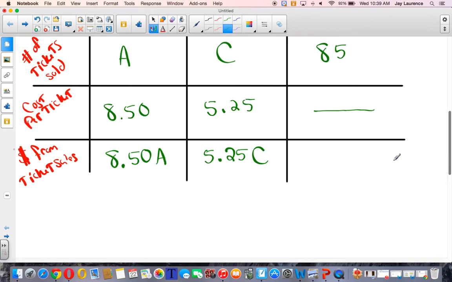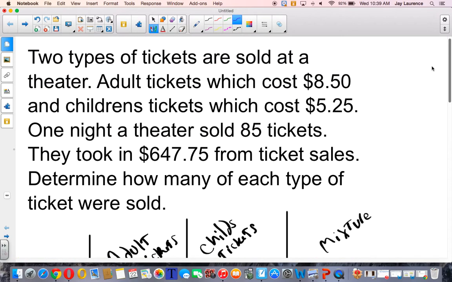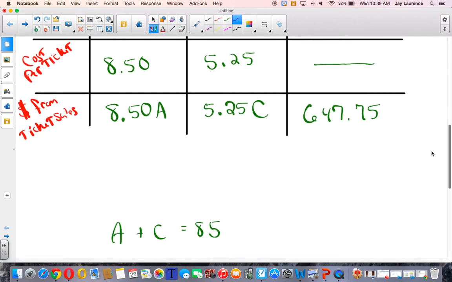Now, some of you want to multiply here because you multiplied there. And that makes sense, except what does this give you? This gives you the money from the ticket sales from the adult tickets. This is the money from the sale of children's tickets. What would this be? Yeah, the money from the adult tickets plus the money from the children's tickets. This must be the total money. I think it's $647.75. Let me double check that number. $647.75. Yeah, that's correct.